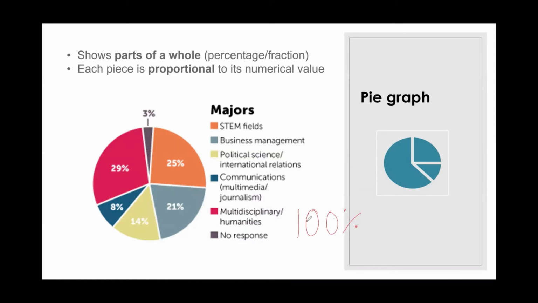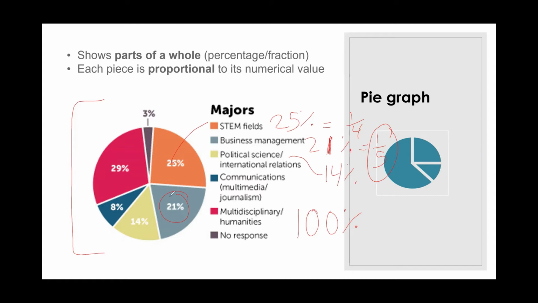So let's say we had this, which is college majors. This shows us at one college, for instance, that in orange, there's a STEM field. So 25% or 1/4 of the kids are majoring in something STEM related, STEM being science, technology, engineering, or math. Then we have this light blue color, which is business management. This is at 21%. 21% is a little more than 1/5, but it's not exactly 1/5. Then we have in yellow, 14% is political science.